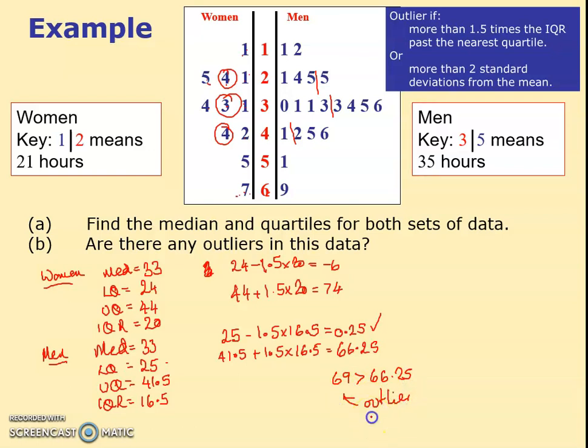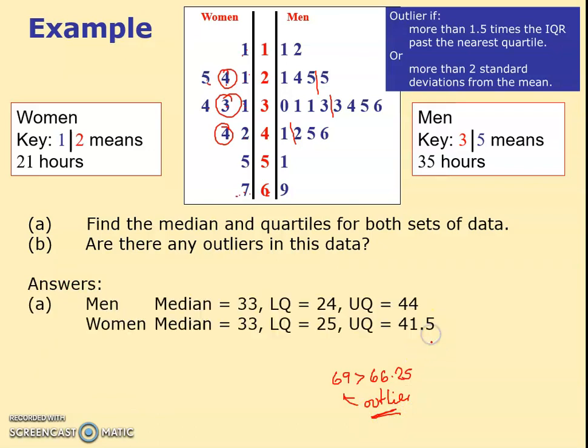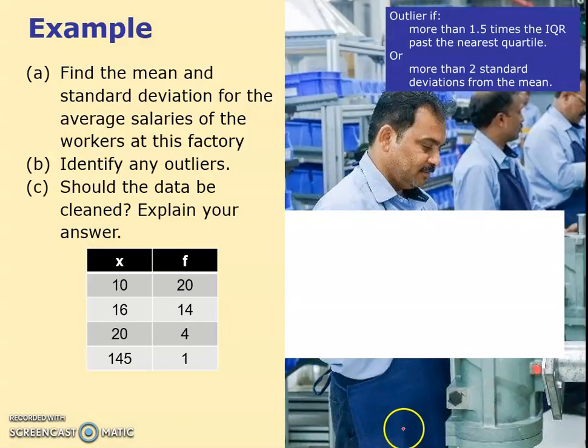So that's the first example of one that we've seen using this first rule. Let's just check the proper answers. There is an outlier. They've got the same as me here, 66.25, there was one at the top end. So we've got a second one. It says the mean and standard deviation of the workers of this factory. That's what we want to do.